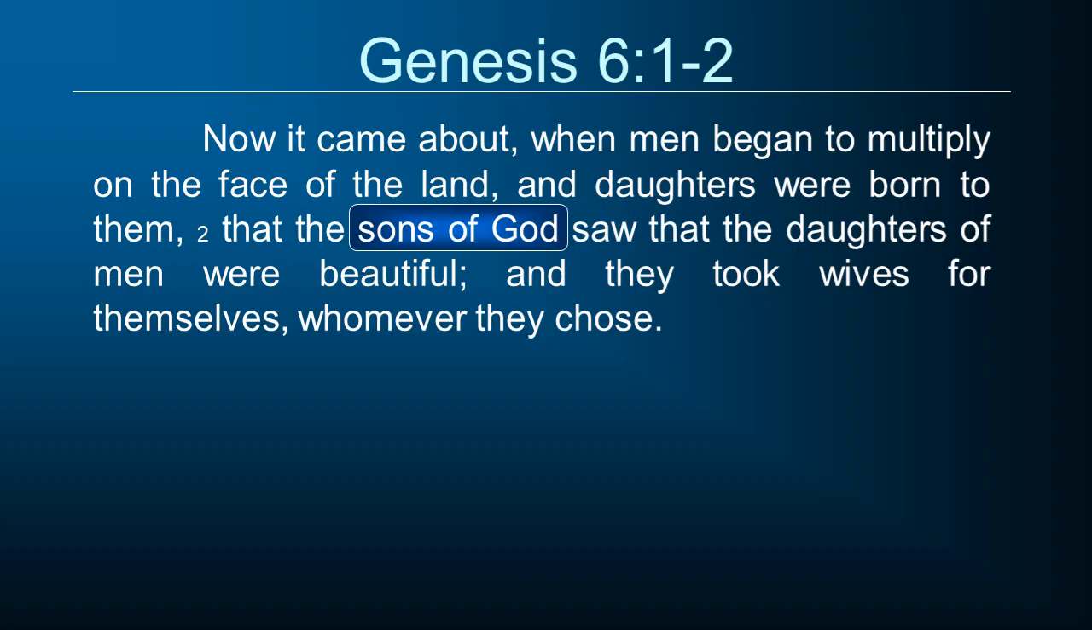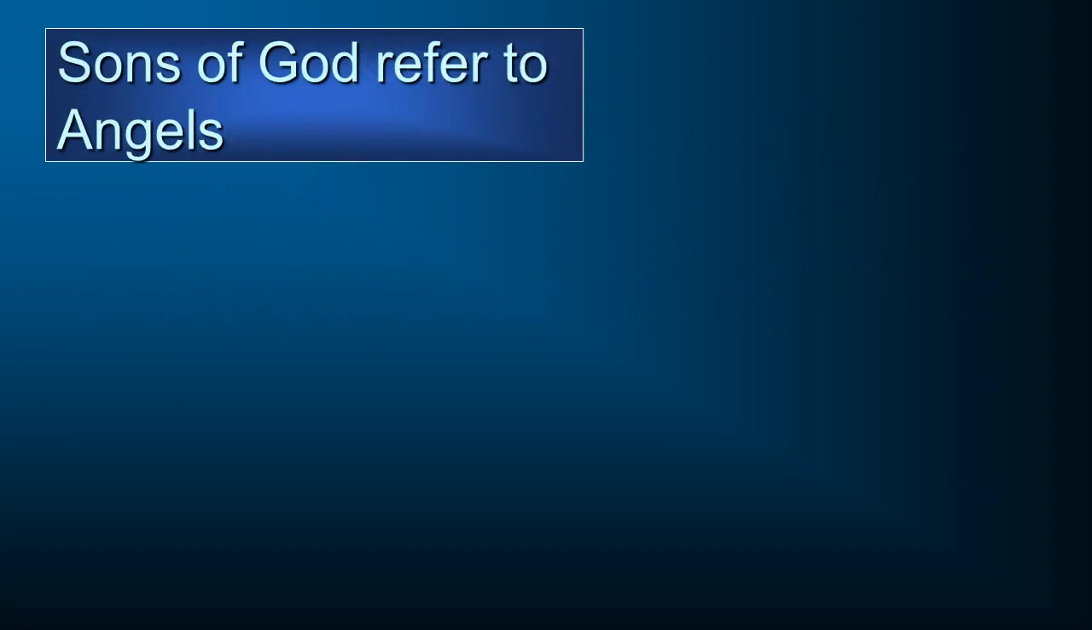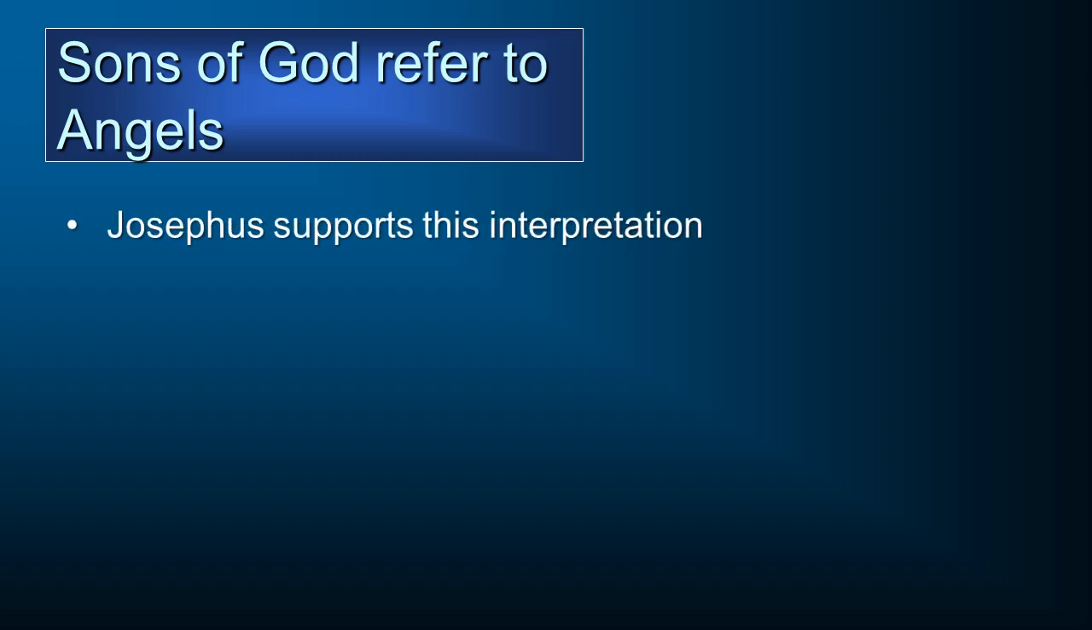There are two primary theories that have been set forth as to their identity. The first theory is that these sons of God refer to angels. This is the view taken by Josephus, the first century historian, who lived a little after the time of Jesus, but still in the first century. In his commentary on the Old Testament, he comes to Genesis 6 and says these are angels, fallen angels that went in and took wives of human women.